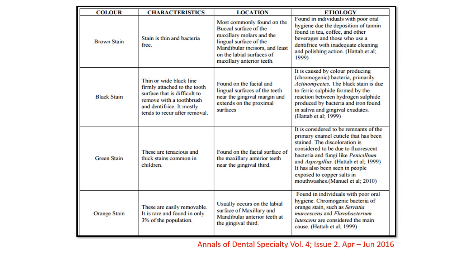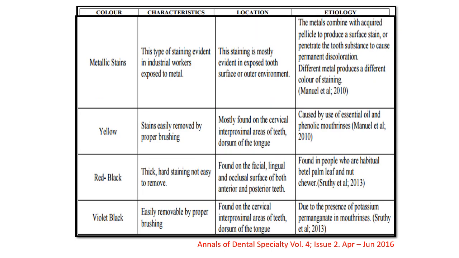So there are various colors, like I mentioned in this table: brown stain, black stain, and green stain, and orange stain is primarily included just for your knowledge. Metallic stains are also seen. Then yellow colored stains, red, black, and violet black stains are also seen. There are various reasons why these are also seen.